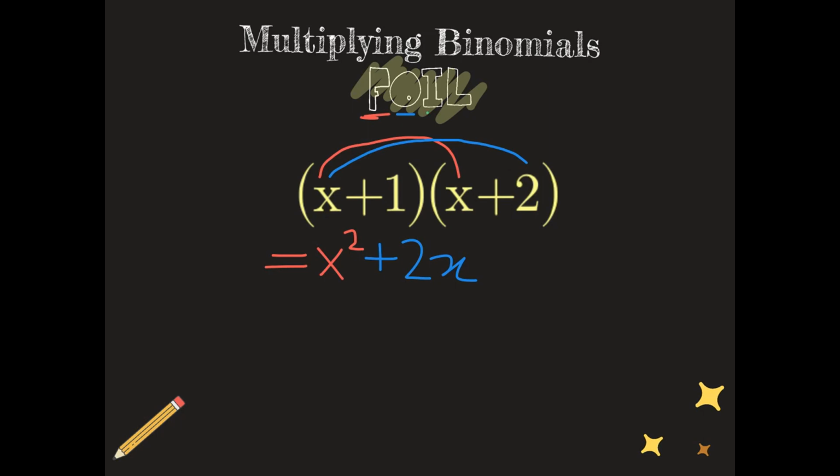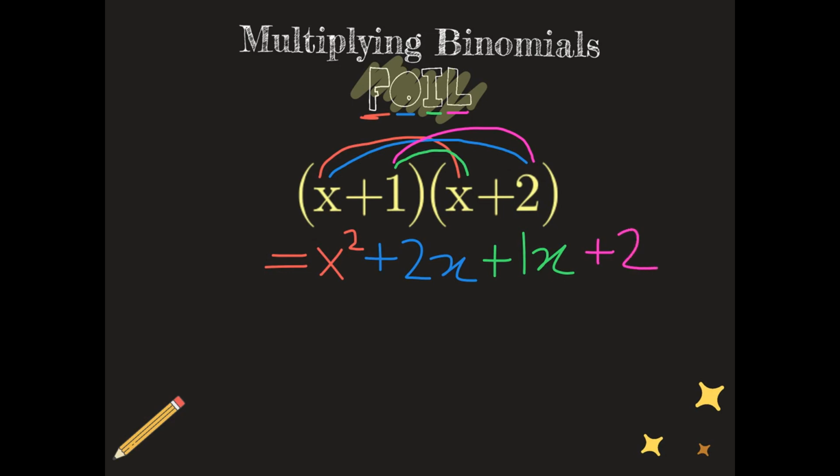We're moving on to I, which represents inner. So keep in mind, those are the two numbers that are as close to the center as possible, which would be 1 times x, and that gives us 1x. And then finally we have L, which is last, and that represents the last two numbers, so the 1 and the 2. 1 times 2 is going to give us positive 2.